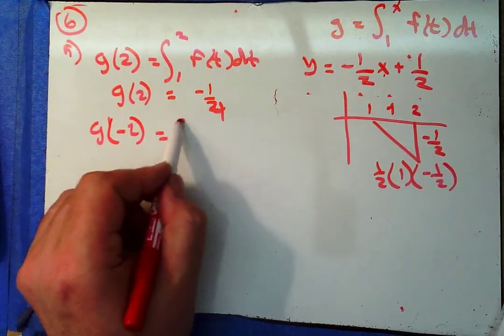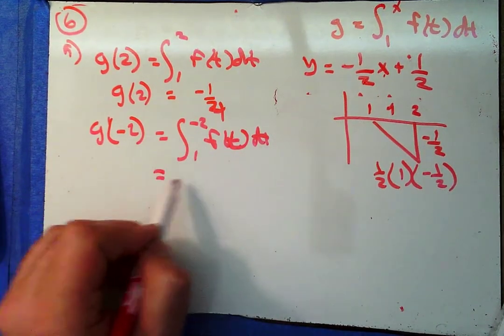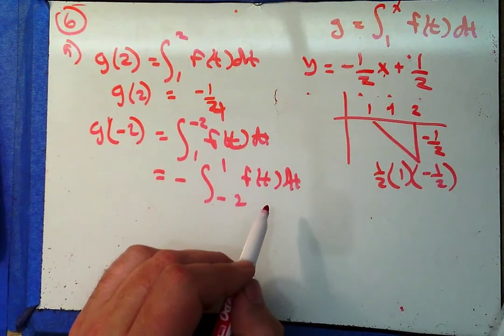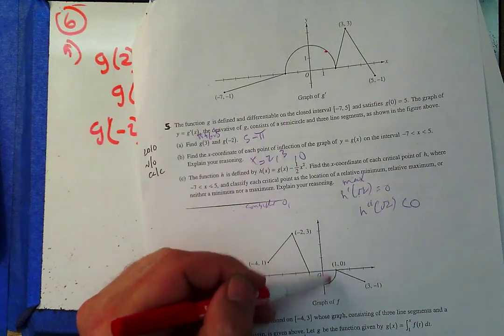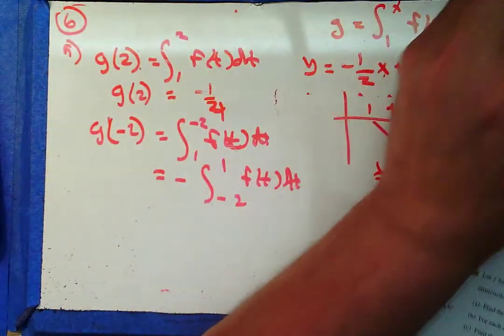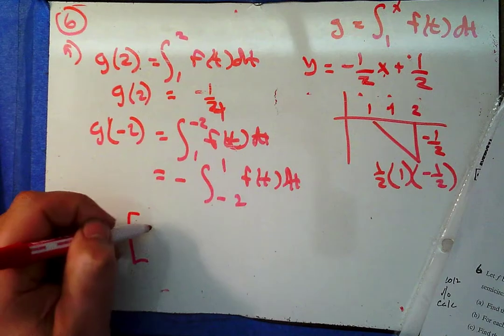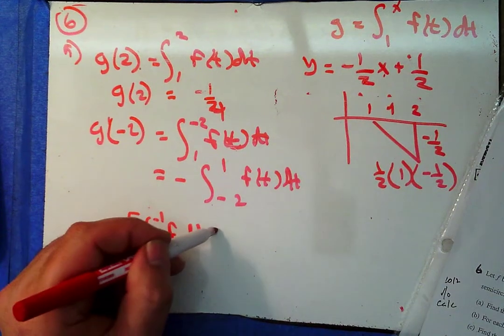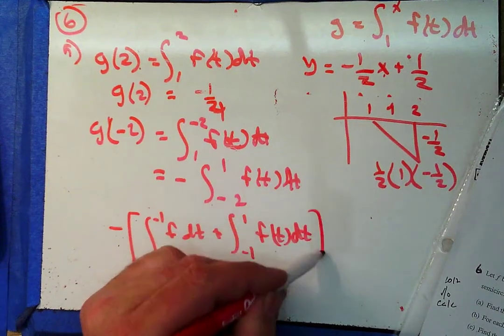So that's going to be the integral from 1 to negative 2 of f of t dt, which is negative the integral from negative 2 to 1 of f of t dt. So from negative 2 to negative 1, I have this triangle. And from negative 1 to 1, I have this semicircle. So let's think about the areas of these things. So the minus the integral from -2 to -1 dt plus the integral from -1 to 1 f of t dt.